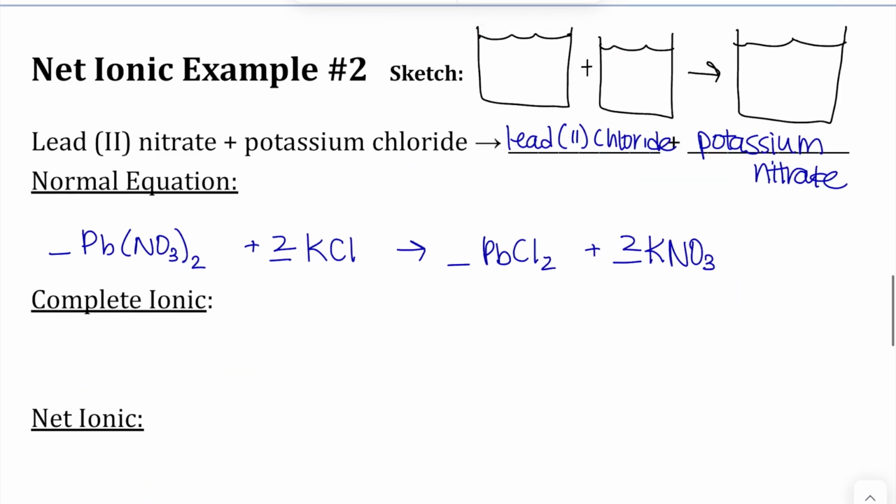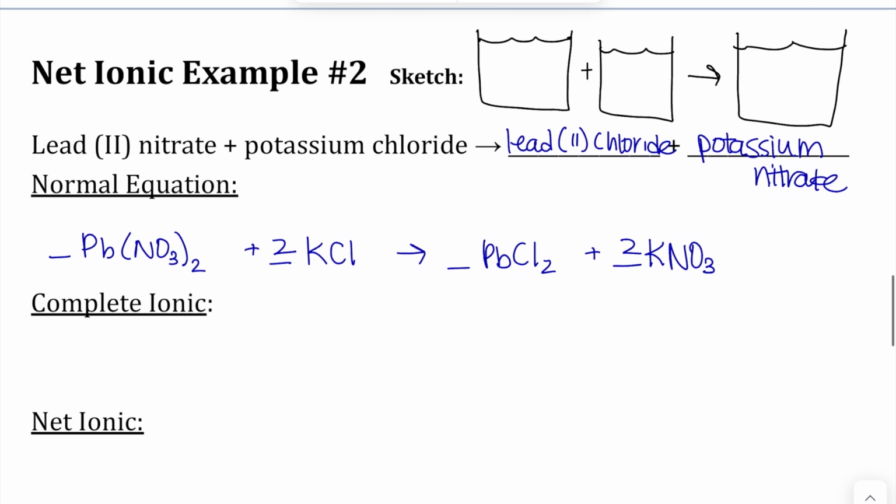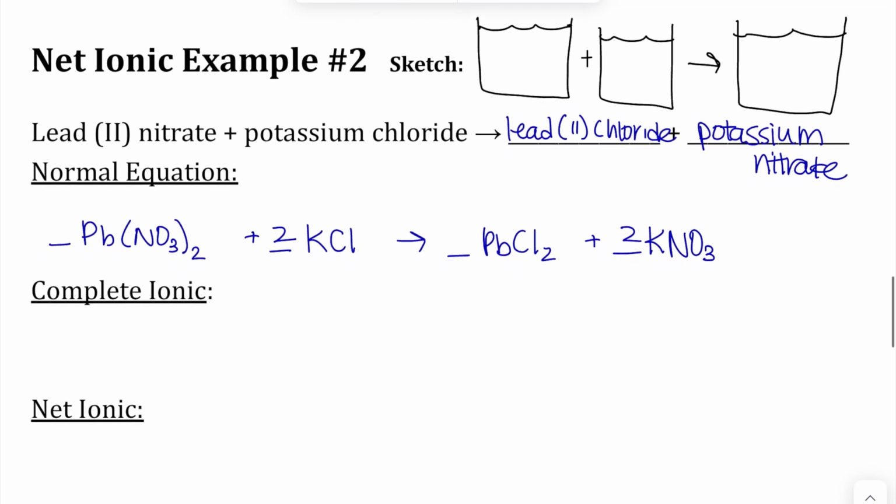Going on to the next example, I already went through and predicted our products and wrote a balanced reaction. Feel free to go ahead and take time to do that on your own. Now, as I look at this, using my solubility rules, I need to predict the states of matter for each of my chemicals.